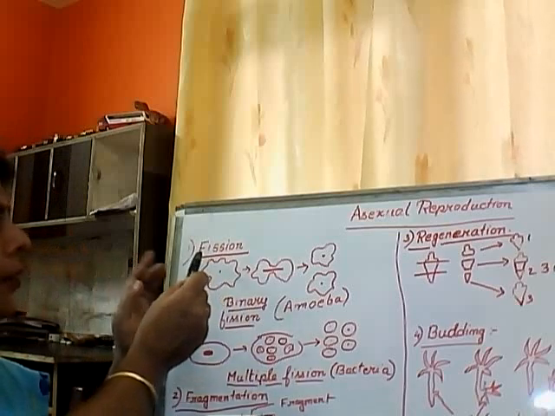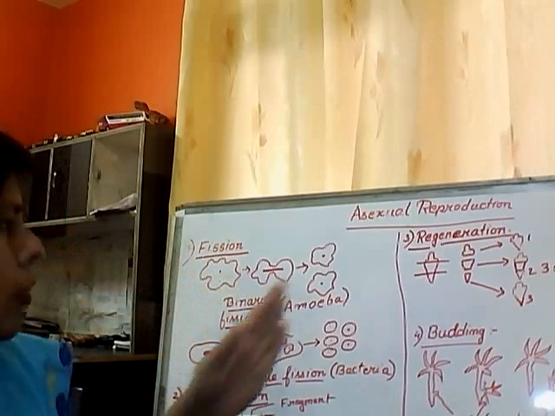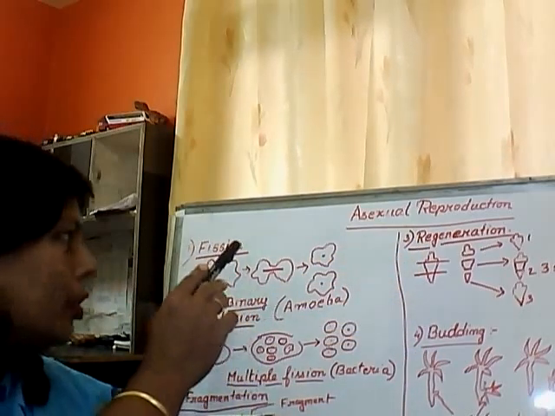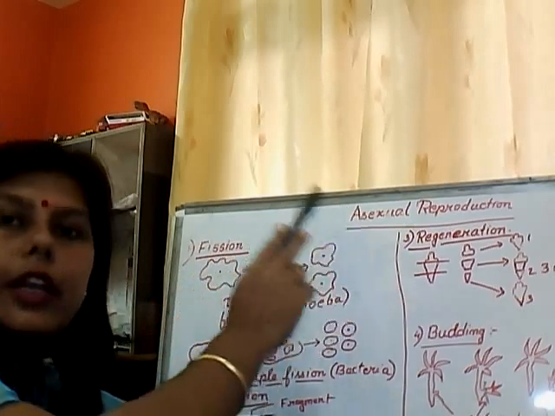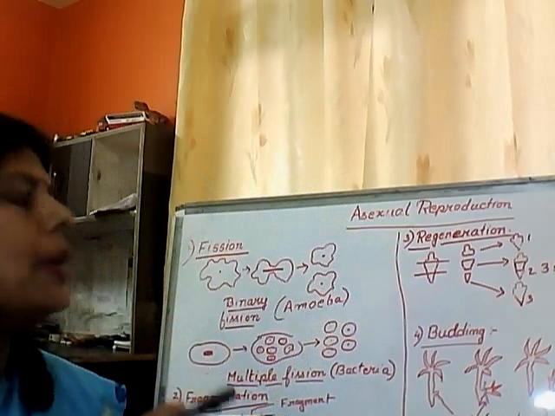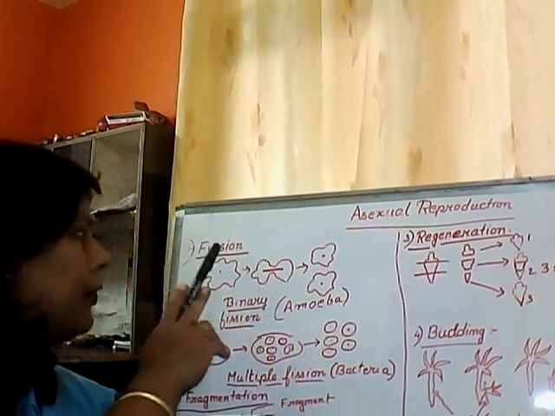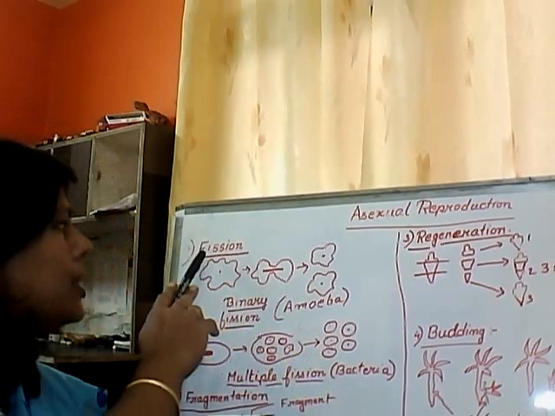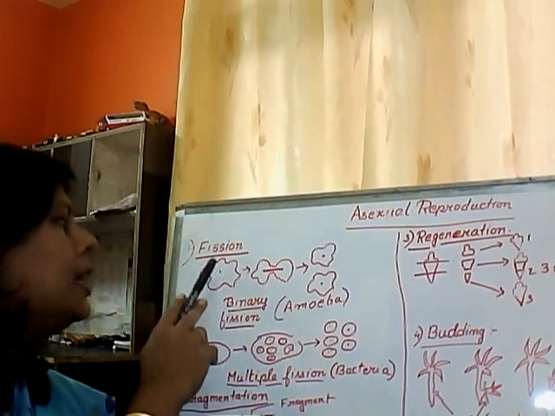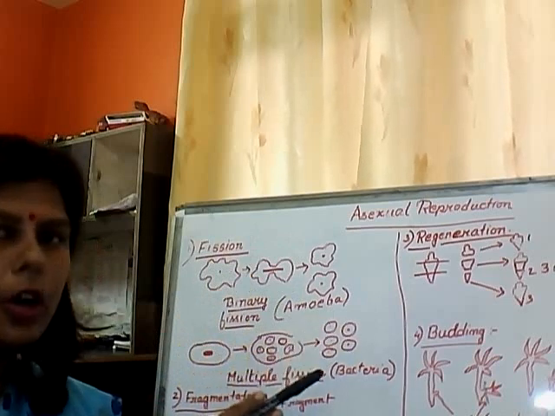Now the first one, if you see, is said to be the fission. Now the question may arise, why are different terms given? Different terms means that although one individual is involved to multiply, the way it takes place differs in different organisms. So that's why different names are given. In the first one, that is fission, what happens? Simply a single cell splits into two cells or into a number of cells.